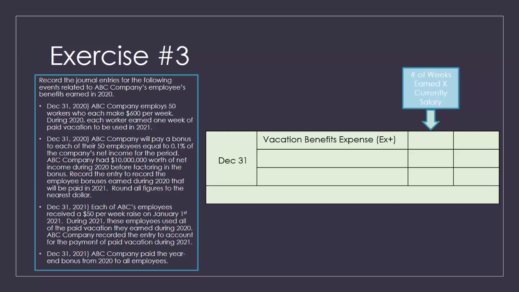We had 50 workers. Each worker is earning 1 week, so that's 50 weeks earned. And if they're getting paid $600 per week, that means that our company, ABC Company, is going to have to pay out $30,000 for vacation benefits during the next year if everybody takes all of their vacation time. And since we know we're going to have to pay it, we have a liability to put on our books. We're going to call it vacation benefits payable for the same amount.